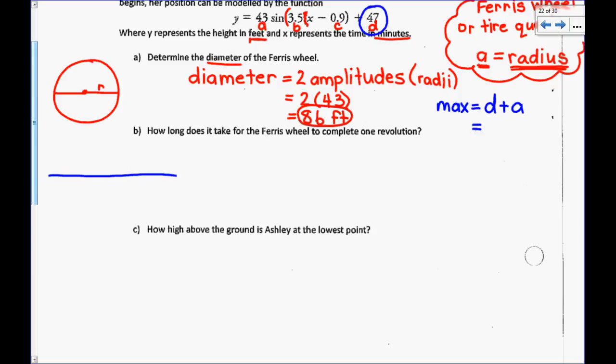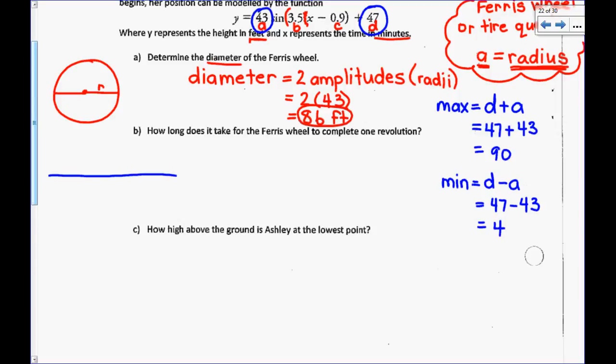Midline is your D, right? So 47 plus, we know our amplitude. Our amplitude is 43. So our maximum point is going to be 90. What's going to be our minimum point? D minus A. So that's going to be 47 minus 43. And so that's going to be 4 is our minimum point.